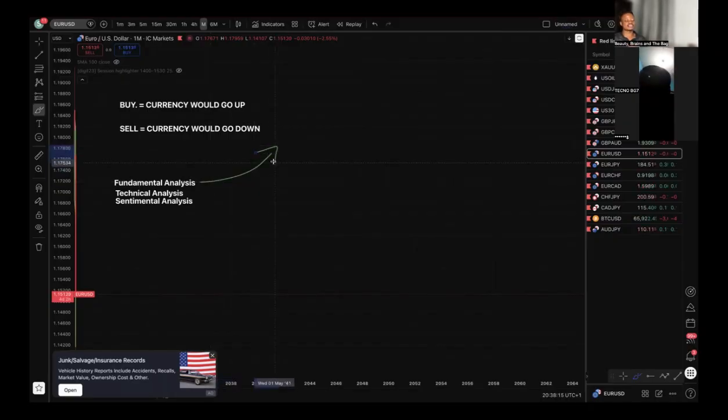Fundamental analysis is anything that has to do with news on how the country is performing. News on something that just recently happened in the market. Anything that has to do with news. All right, that's called fundamental analysis. So news, just basically news.